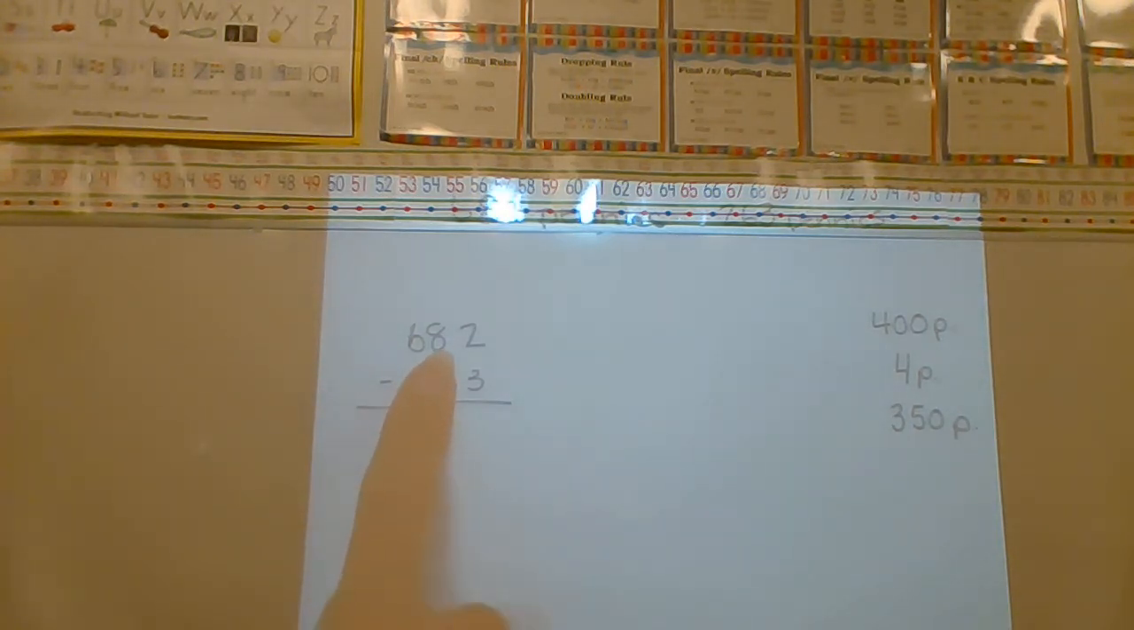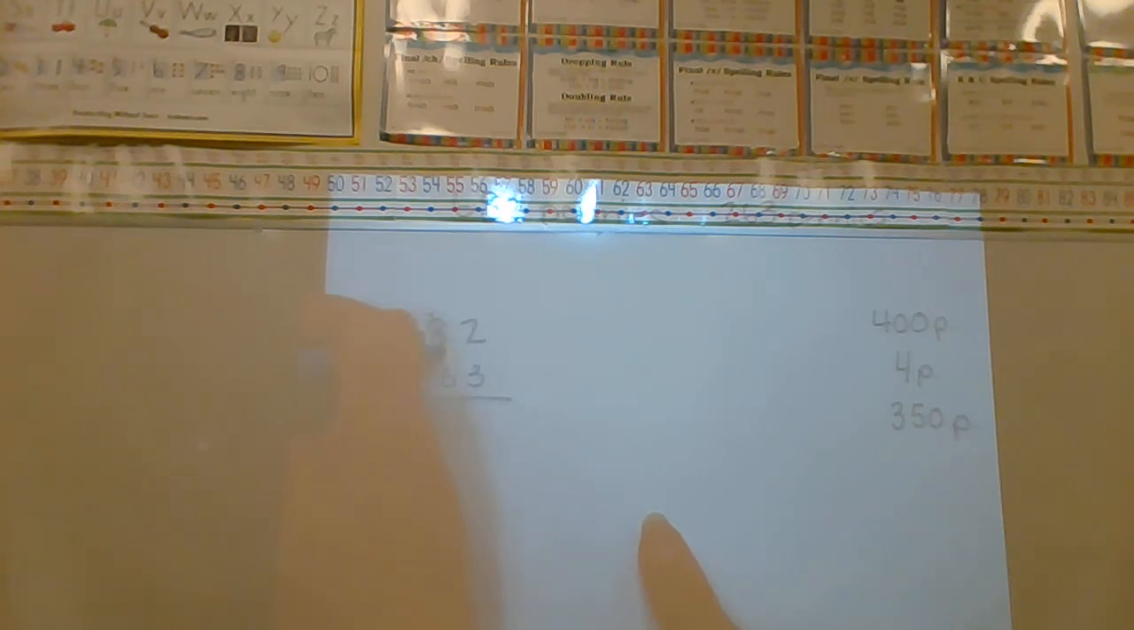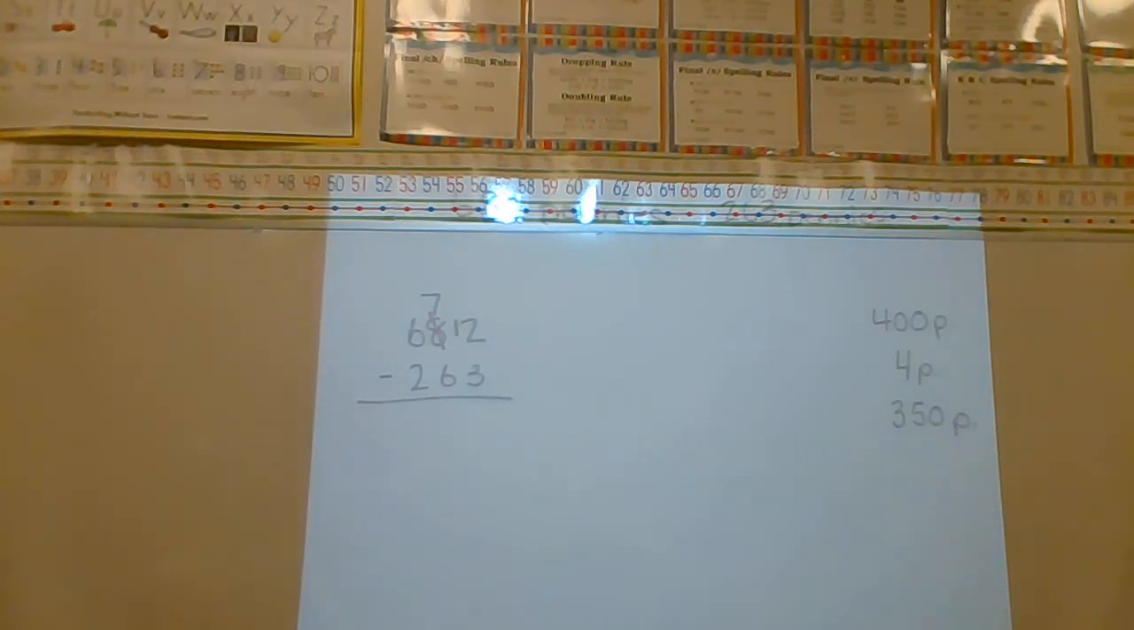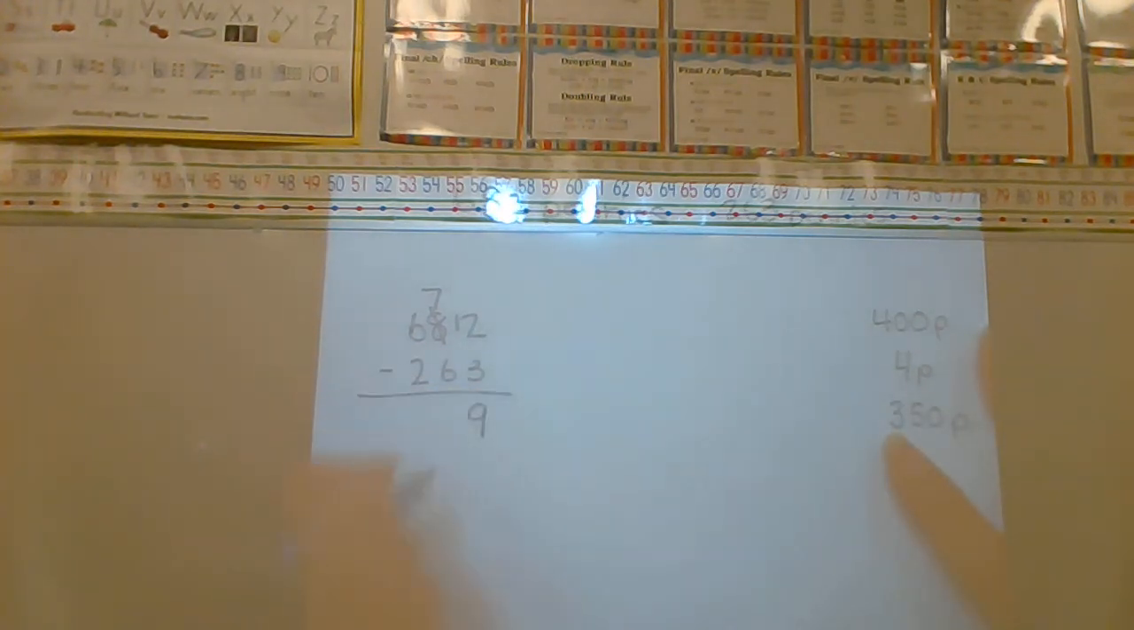Hello? Yes, hello. We're from next door. We're the pennies. We'd like to borrow a dime and turn it into 10 pennies, please. Okay. All right, that means we're going to change the 8 to a 7, and we borrowed 10 pennies, so now we have 12 minus 3. What is 12 minus 3? 12, 11, 10, 9. That's my answer. So now I have 9.